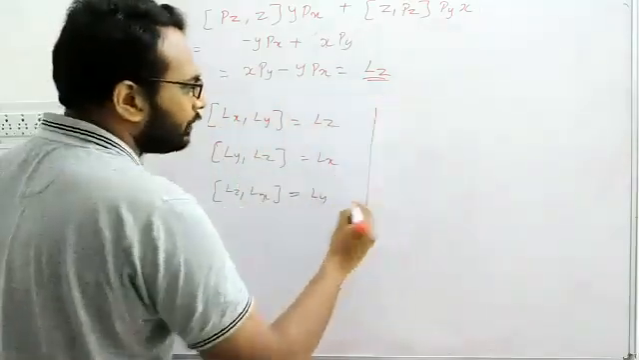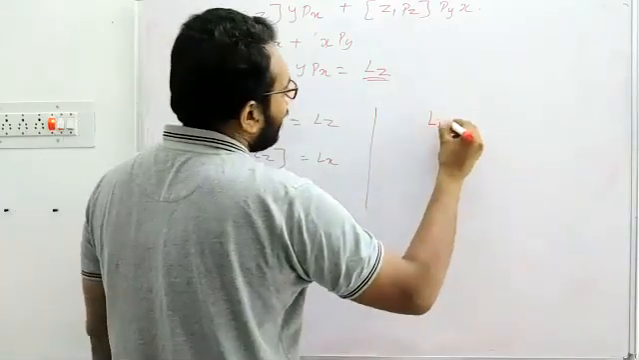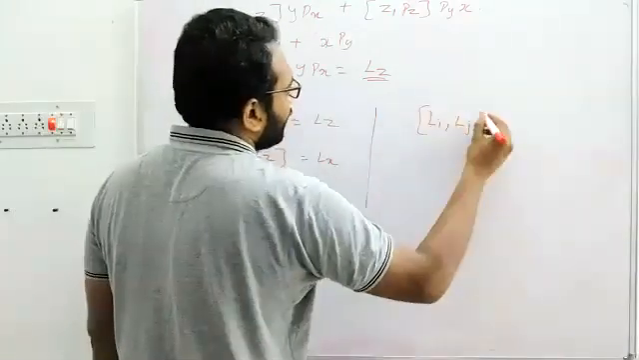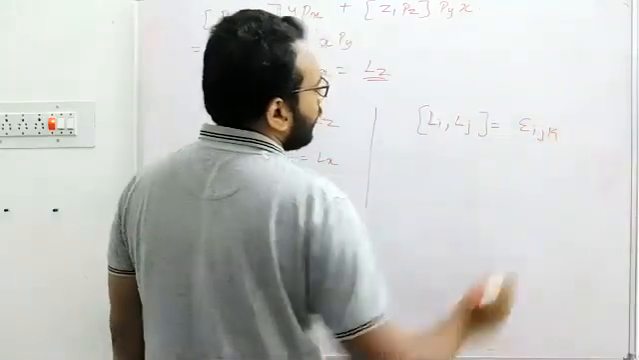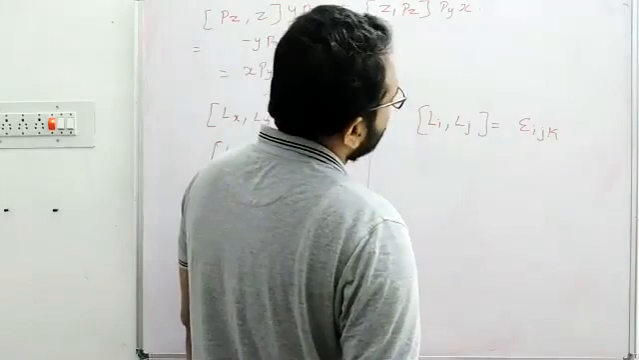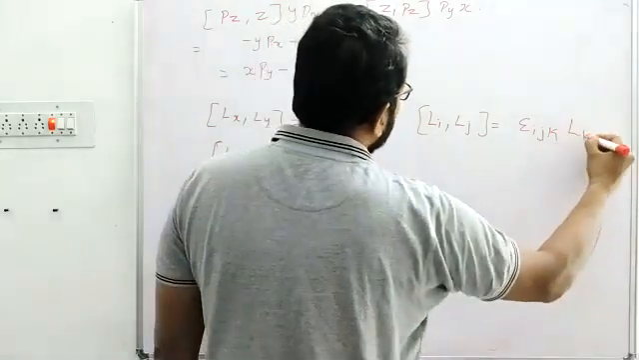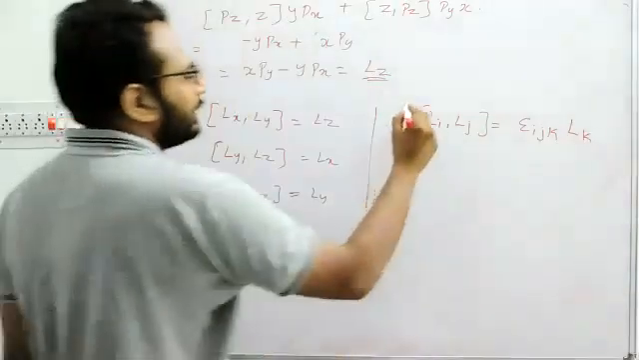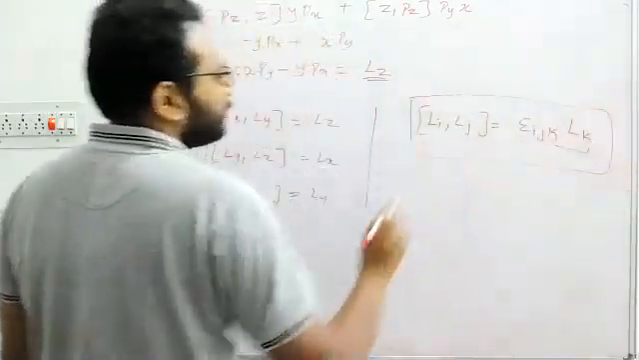Now, there's a very simple way of writing this down. You can use the Levi-Civita symbol and simply write that Li with Lj is equal to epsilon ijk Lk. This is a simple way of writing it. Summation over k is implied. All right, there's a summation over k.